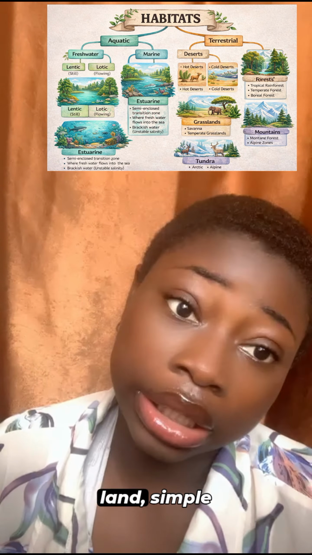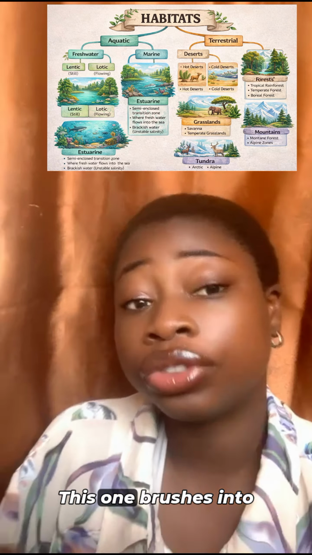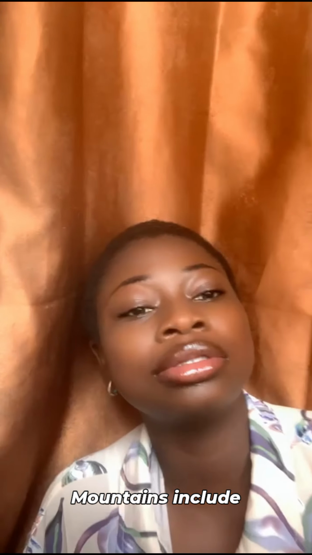Now, terrestrial means land, simple. This one branches into forest, grassland, desert, tundra, mountain. Forest can be tropical rainforest, temperate forest, or boreal forest. Grassland includes savanna and temperate grassland. Desert can either be cold or hot. Tundra can be arctic or alpine. Mountains include montane forest and alpine. Sorry, excuse my pronunciation.